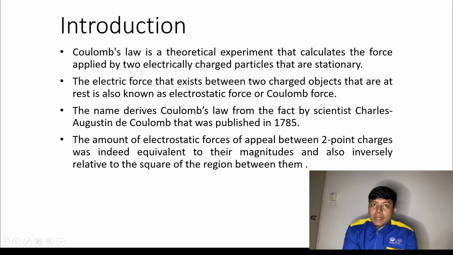The force is applied between the two charges in a straight line. The electrostatic force between two charges which have the same sign is repulsive. The force is attractive when the charges have opposite signs.